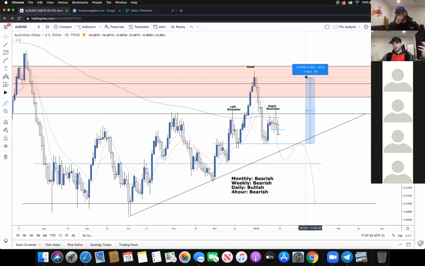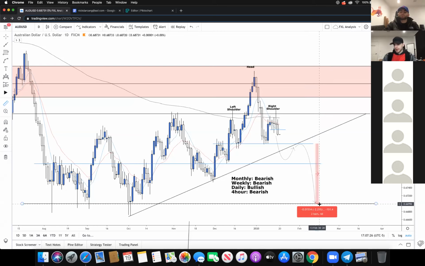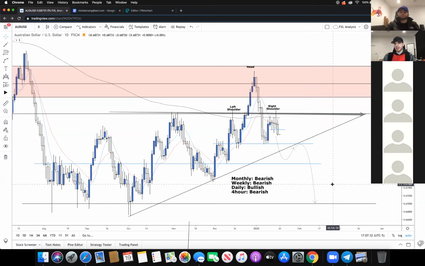Absolutely. And rule of thumb is you typically want to target the height of the pattern. We're looking at 168 pips here. So that leaves us pretty close, about 10 pips off of our low here at 0.67. So this trade makes a lot of sense.